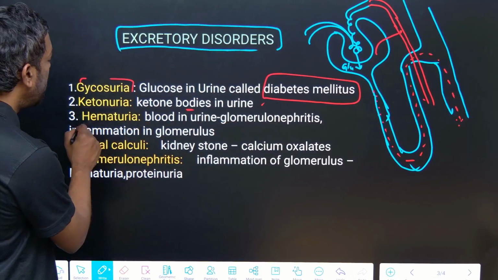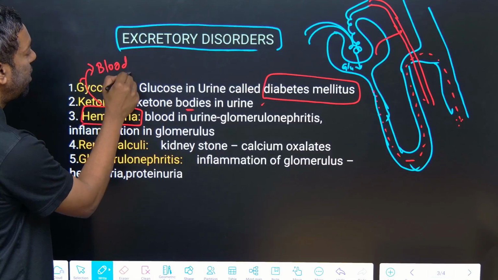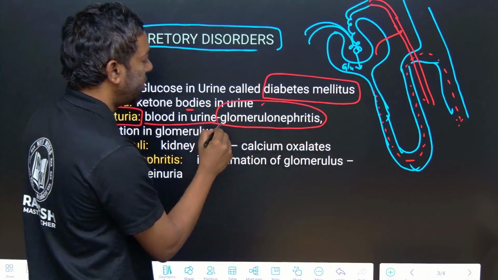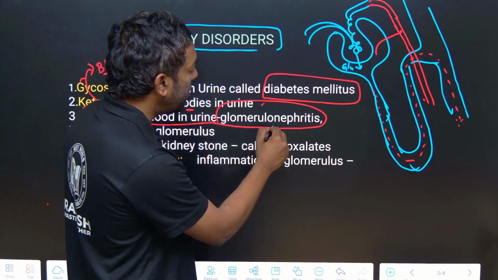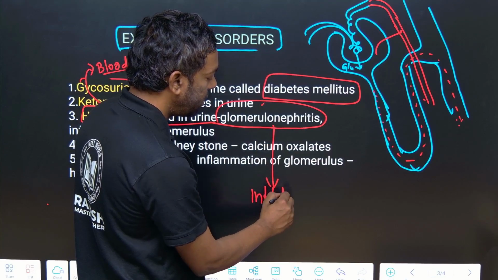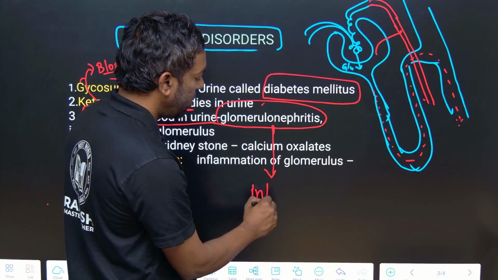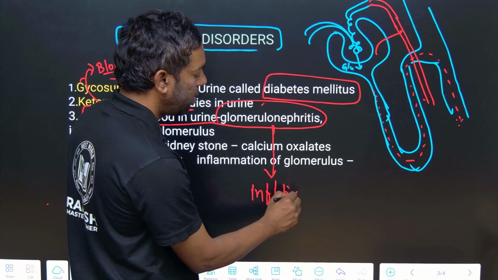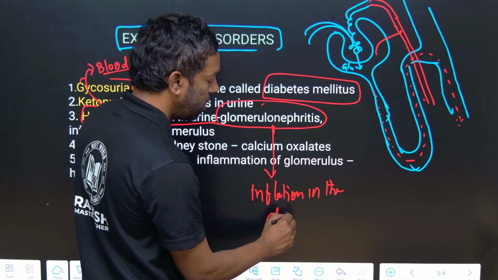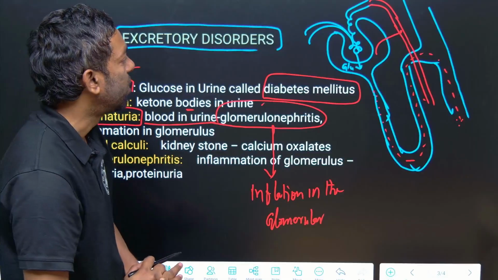and hematuria. Hem means blood. Hematuria, the blood in urine, glomerular nephritis. Inflammation in the glomerular. What is the inflammation in the glomerular?